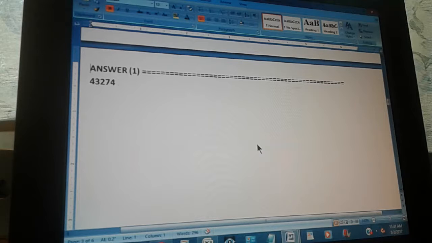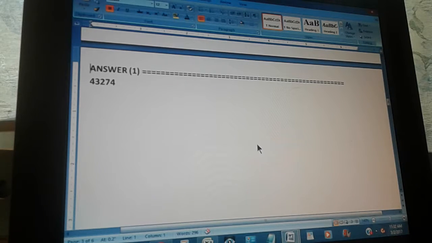1, 2, 3. Okay, the answer is 43274. As we told you before, this is a level 3 problem, so this answer is not in the book. We believe this is the answer. If you disagree, just tell us in the comments. But we believe this is the answer with the new codes. So if you got that and you agree with us, that's it. Thank you for watching the video. You can do the other videos.